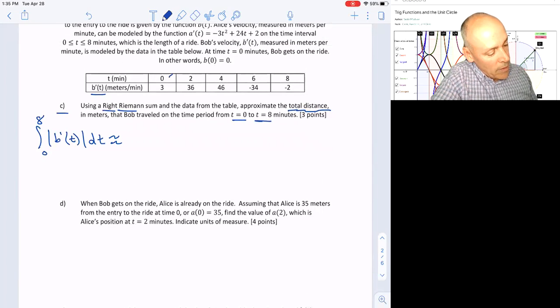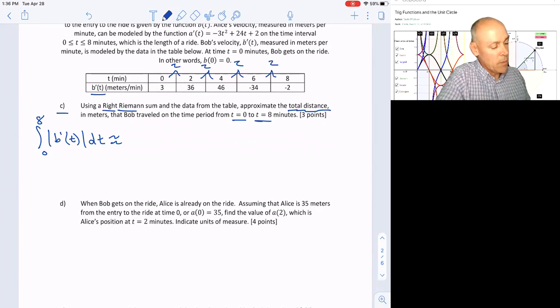And so what I'm going to do, just mark out change in t. That looks like, yeah, that's 2 units, 2 minutes each time. And then it's a right Riemann sum.